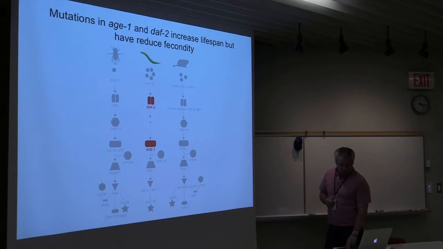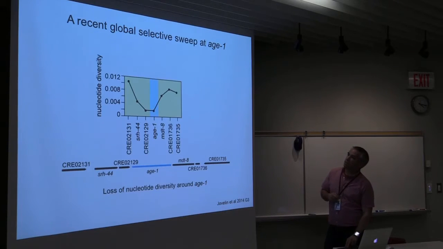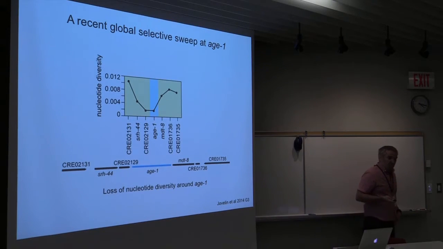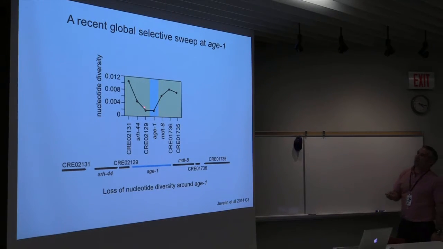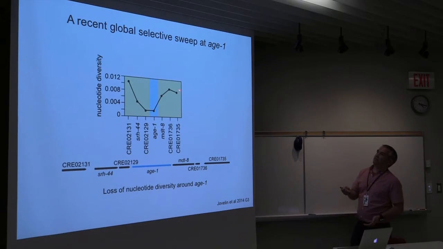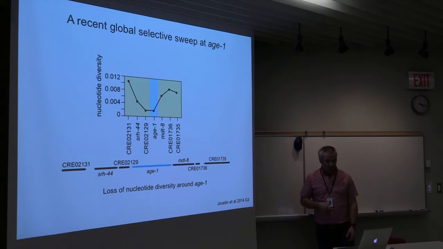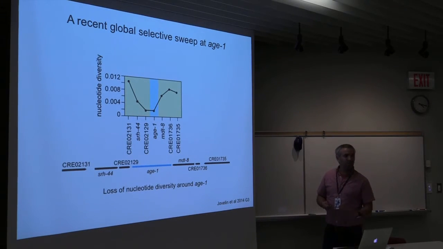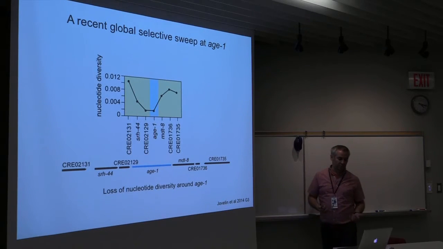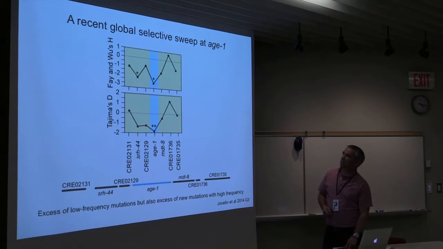So we couldn't do this type of test in the selfing species. We did that in the outcrossing species. What we observed is a decrease in variation as we get closer to age-1, and again variation increases as we get further away, consistent with the pattern of selective sweep. Well, I'm going to skip these things.